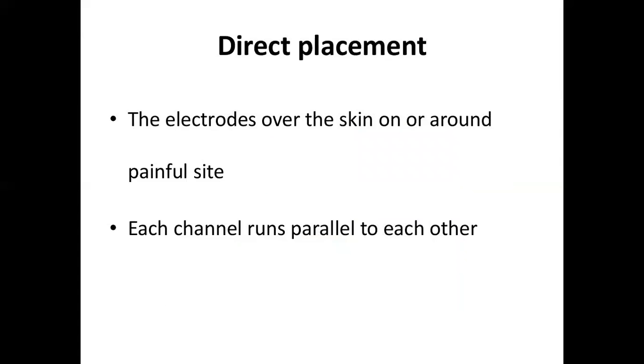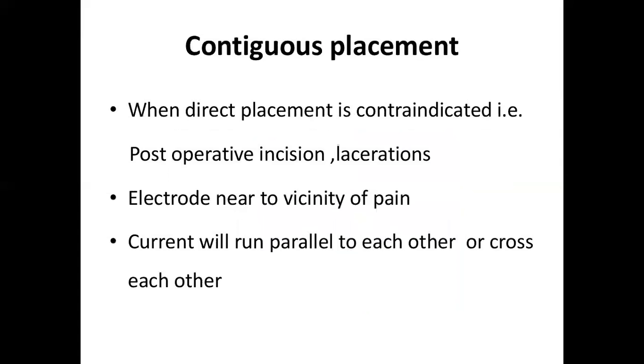Direct placement: the electrodes are placed over the skin on or around the painful site. Each channel runs parallel to the other. Contiguous placement: when direct placement is contraindicated, for example with a post-operative incision or laceration, the electrodes are placed near the vicinity of the pain. The currents will run parallel to each other or cross each other.